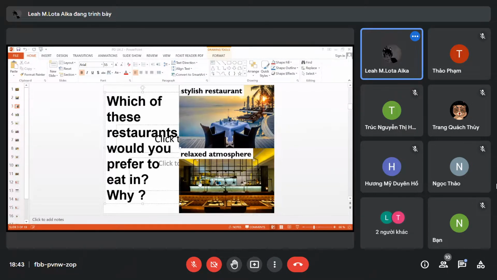Again, this is our first activity. Given our two examples of restaurant, which of these restaurants would you prefer to eat in, and why? Your reason may be the view, or maybe you choose the second one because it's more comfortable, or it's fancy to eat in. So which one of these two?